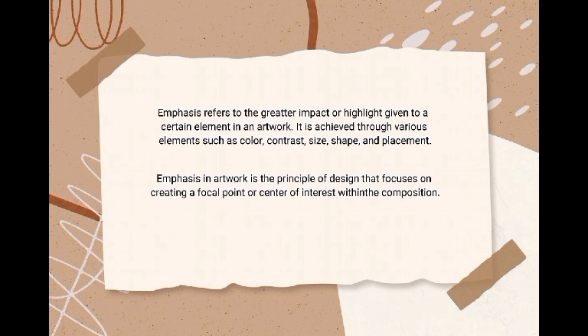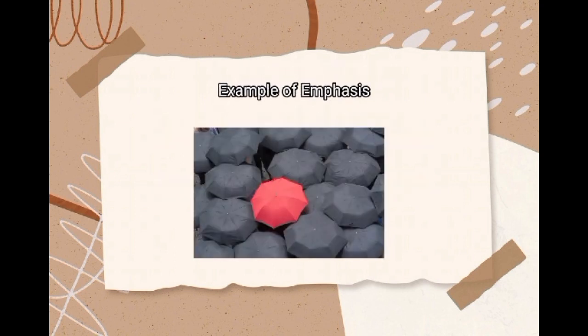memorable for the viewer. Let's consider the example in the given picture. So the contrast of the black umbrellas against the solo red umbrella creates a striking visual impact in the artwork. The repetition of the black umbrella serves to highlight the uniqueness and importance of the red umbrella, drawing the attention to it and making it the focal point of the composition.